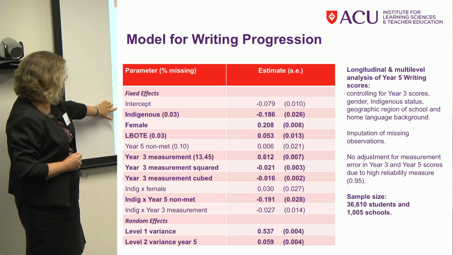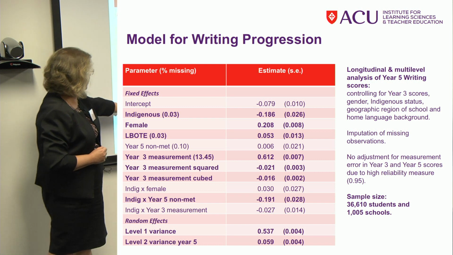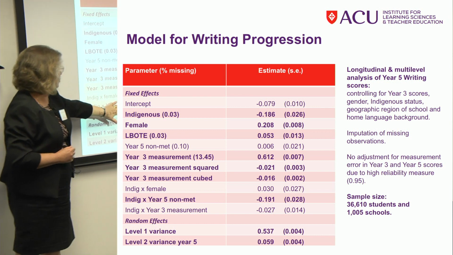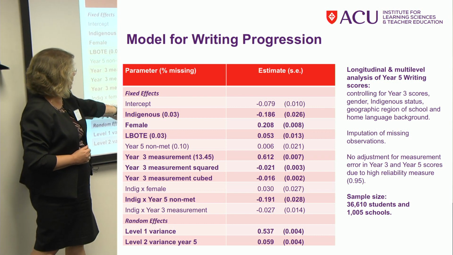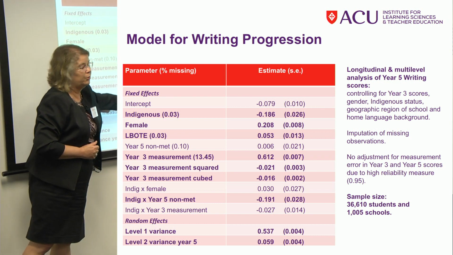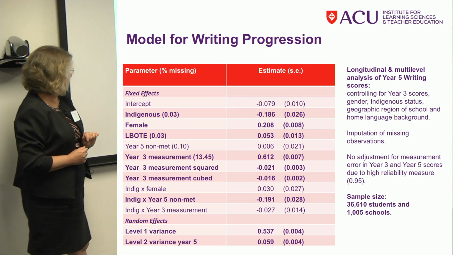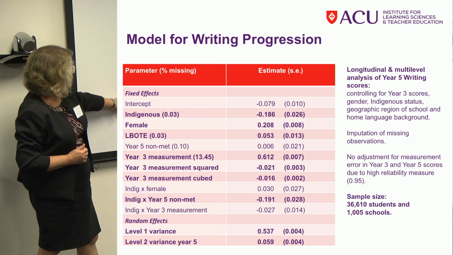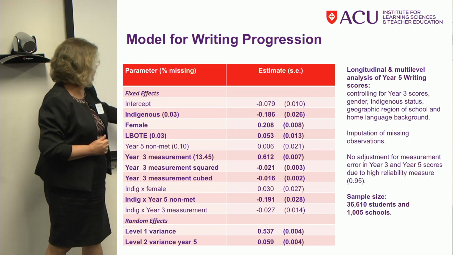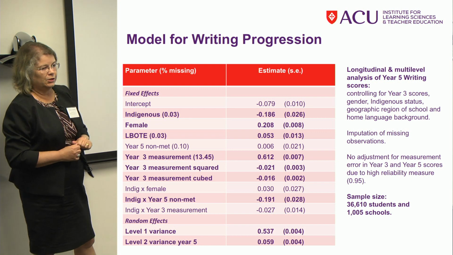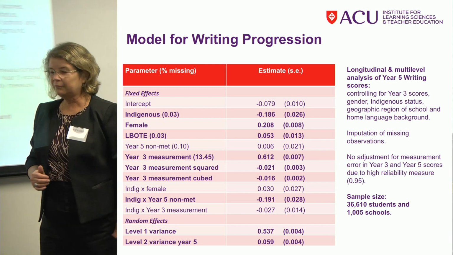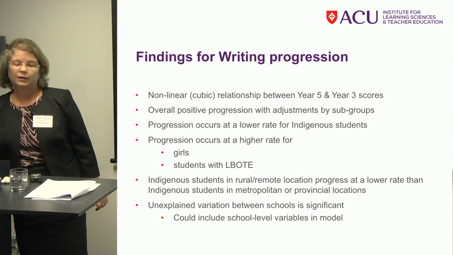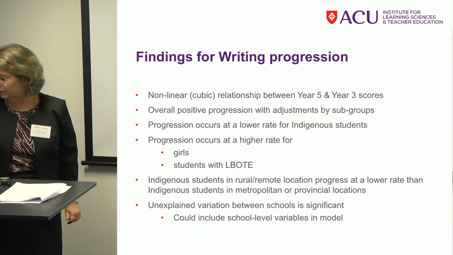Okay, and we still have the Indigenous by geolocation interaction, where Indigenous students in rural remote locations have a lower progression rate, or lower growth rate, than Indigenous students in other locations and non-Indigenous students. So this is just summing up those results.